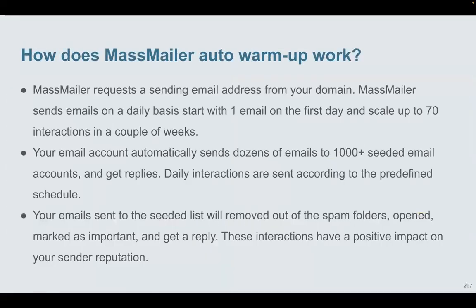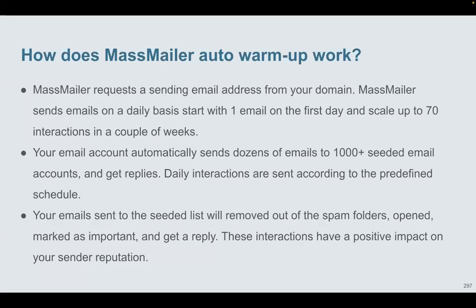Okay. And how does the auto warm-up work? Again, we basically request you to give us an email address from your domain. We start sending out one email on day one, and we will reach up to 70 interactions in a couple of weeks. So basically, we are sending dozens of emails to around, say, 1,000 seeded lists that we have. And we are also interacting, and that is done on a periodic or predefined schedule, right?